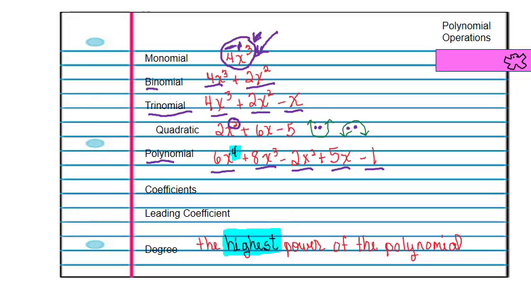Coefficients are the number in front of the variable. For instance, the coefficients here would be 6 for the first term, a positive 8 for the second term, negative 2 for the third, positive 5, and the negative 1 is a constant number.